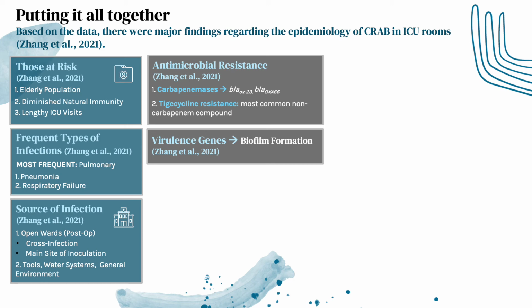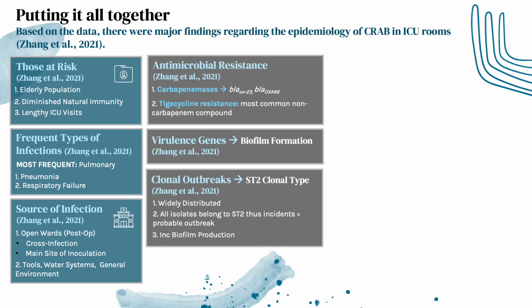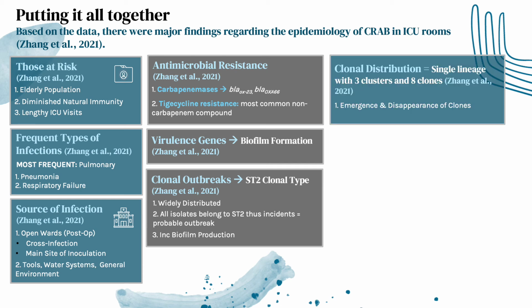Outbreak situations were also observed in this 6-year study, which was supported by the fact that all the isolates belong to the ST2 clonal type. So this is of importance as ST2 is widely distributed throughout numerous countries and tends to form biofilms in larger quantities than the other strains. Of these clones, it was determined that all strains were dominated by a single lineage, comprised of 3 clusters and 8 clones, which was a little bit different than what other studies have suggested.